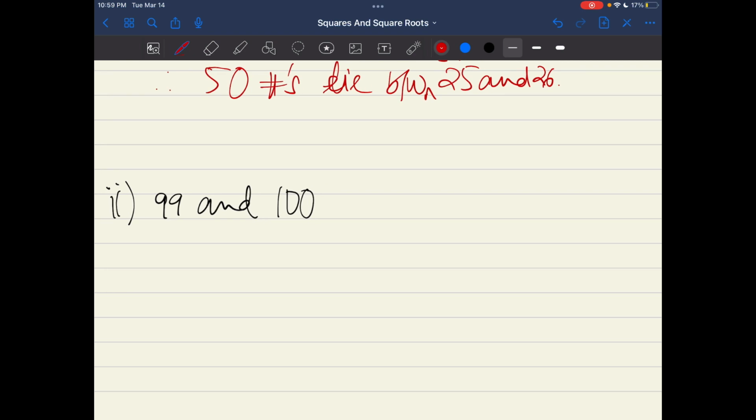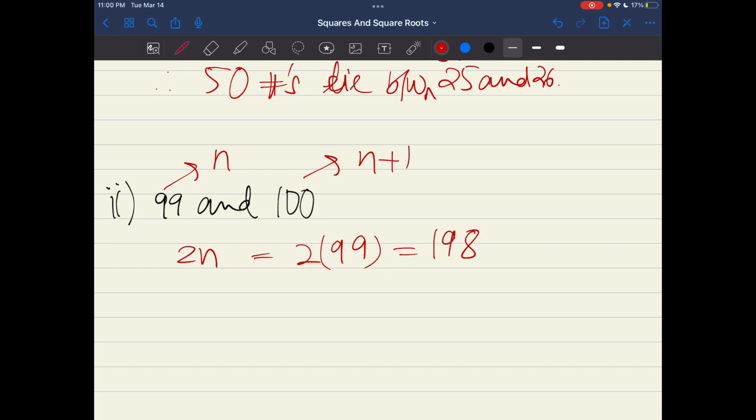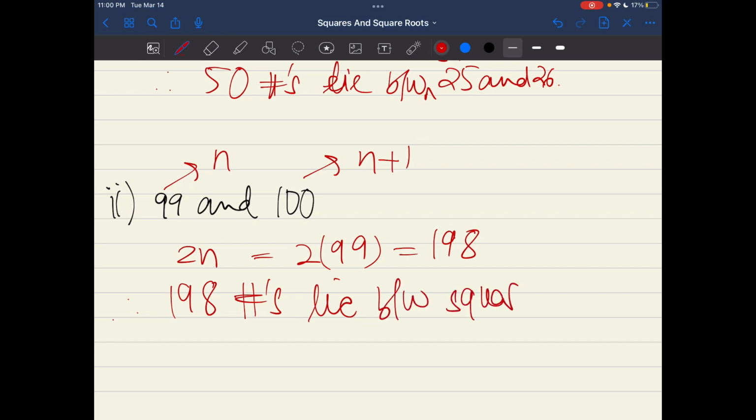Now the second part is 99 and 100. Again, this is n plus 1. Formula is 2n, so 2 times 99, 198. Therefore, 198 numbers lie between squares of 99 and 100.